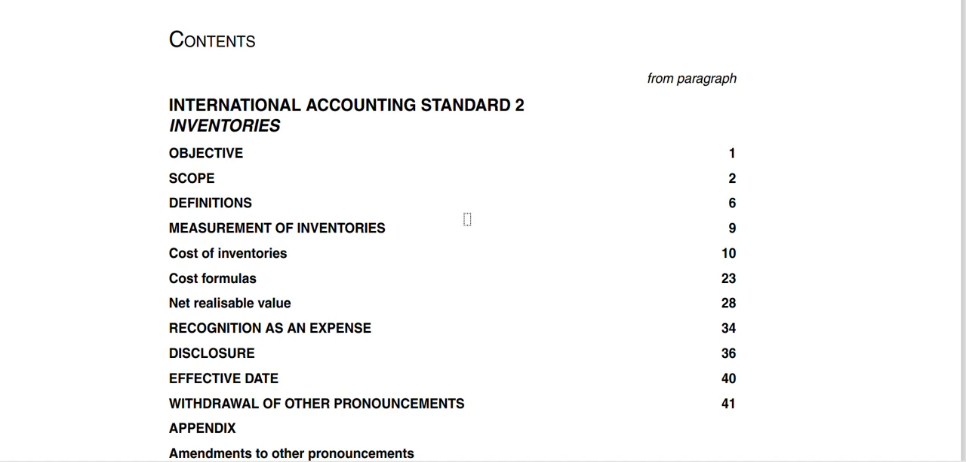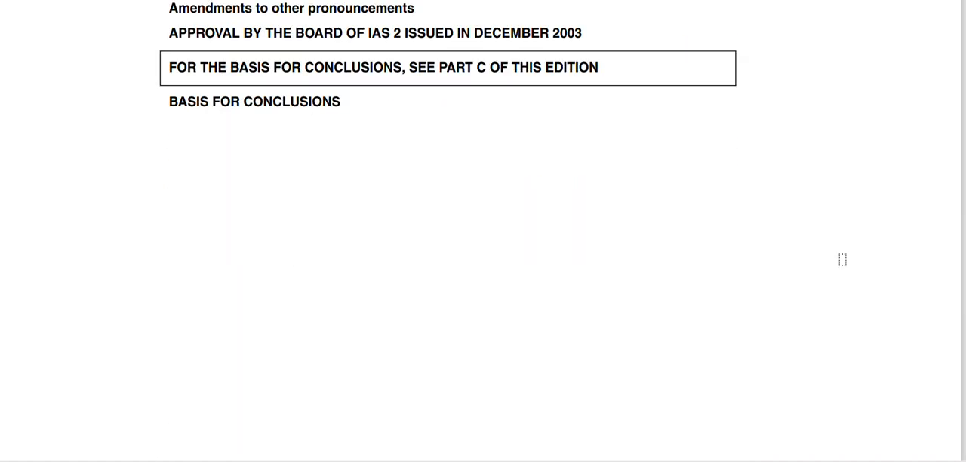When we're looking at the other page, we have the table of contents, right? So in terms of what is sitting where. The first part, obviously, we are talking about International Accounting Standard 2, which is Inventories. On the first page, you will have objective, scope, definitions, measurement of inventories, cost of inventories, cost formulas, net realisable value, recognition as an expense, disclosure, effective date, withdrawal of other pronouncements, appendix, and amendments to other pronouncements. So that means we are going to read a total of 41 paragraphs.